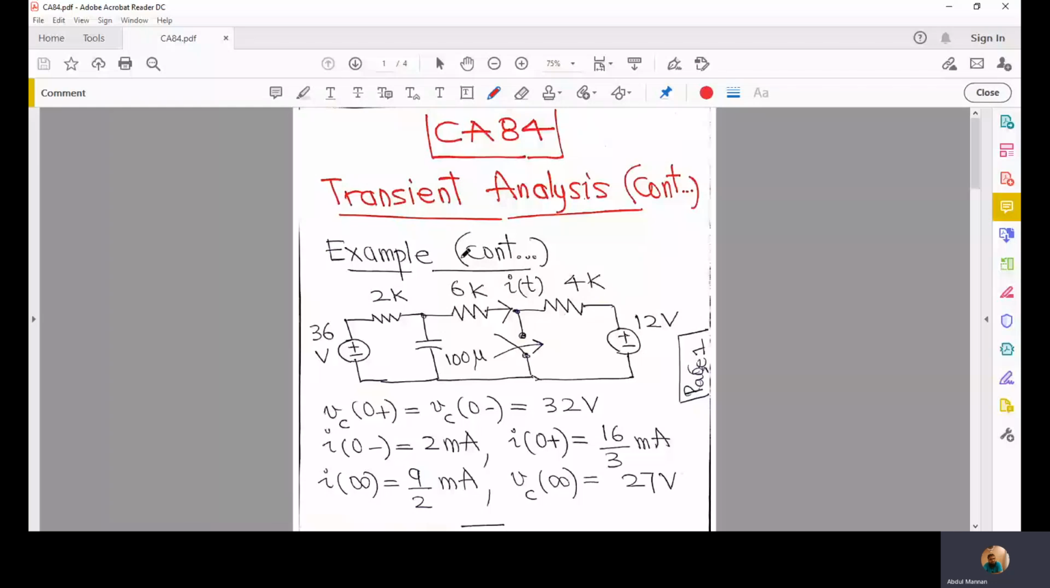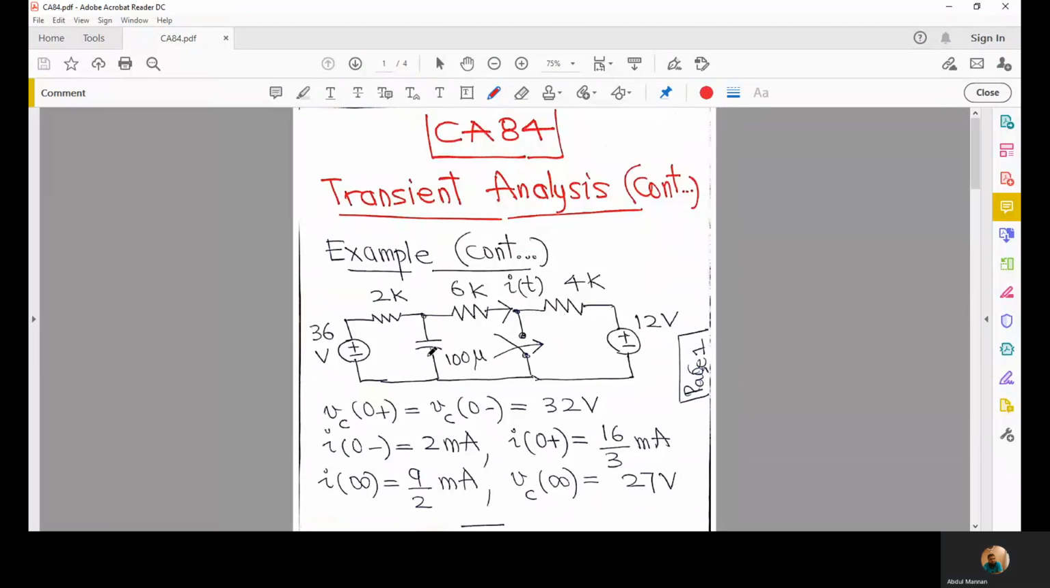Welcome to lecture number 84. We are studying transient analysis, and in this lecture we will continue solving an example we started in last lecture, CA83. The example circuit contains a switch along with a capacitor, 3 resistors and 2 voltage sources. The switch remained open for a very long time until the circuit achieved steady state.